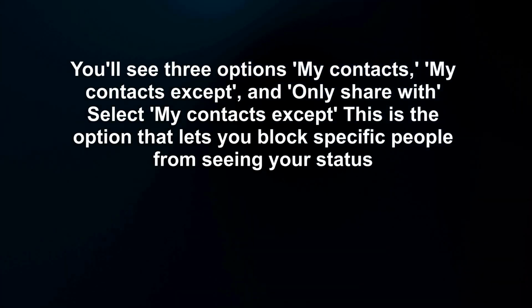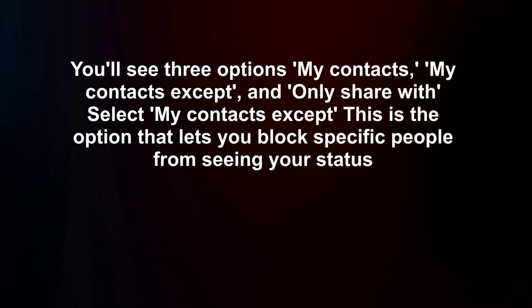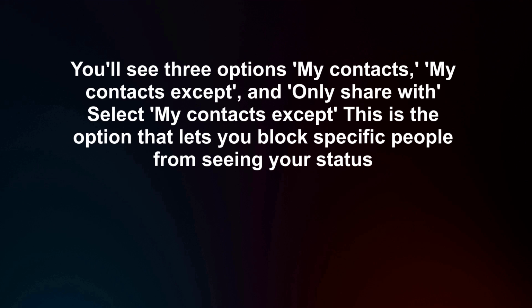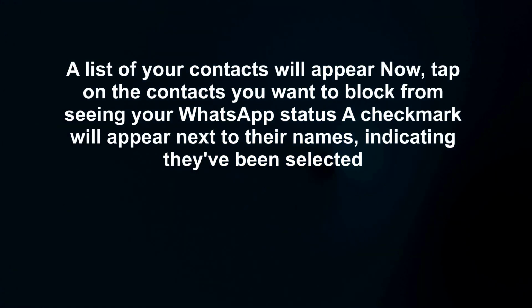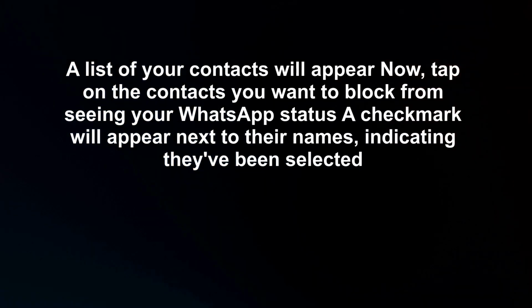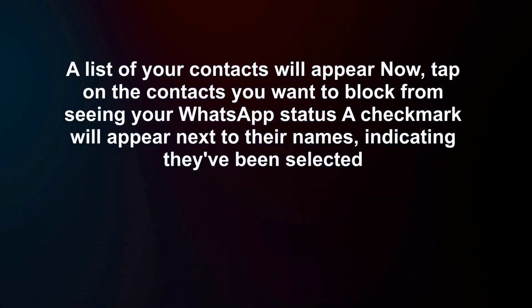You'll see 3 options: My Contacts, My Contacts Except, and Only Share With. Select My Contacts Except. This is the option that lets you block specific people from seeing your status. A list of your contacts will appear now. Tap on the contacts you want to block from seeing your WhatsApp status. A checkmark will appear next to their names, indicating they've been selected.